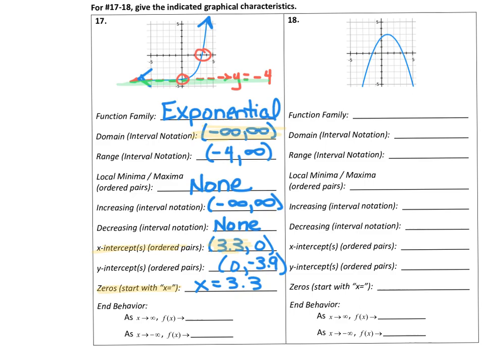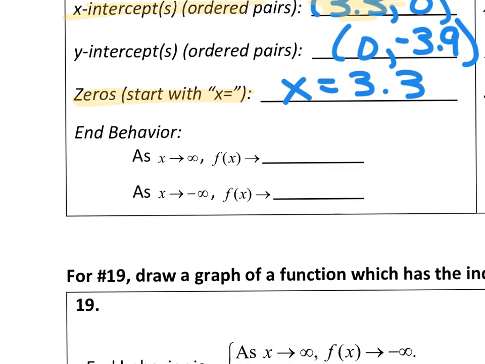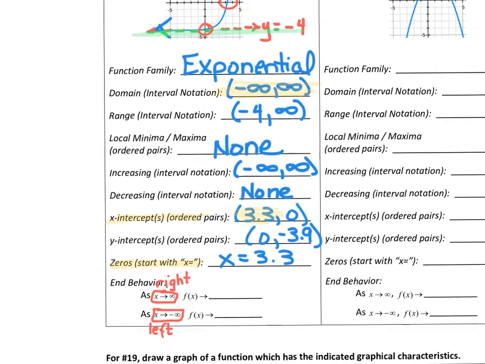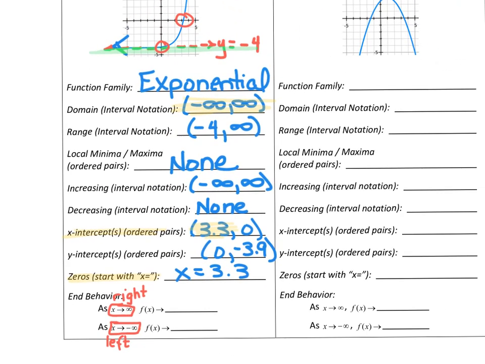For end behavior, remember that the way it reads, this part asks you what's happening on the right, because x goes to +infinity on the right. And this part asks you what's happening on the left, because x goes to -infinity on the left. So in the graph, on the right, the graph is going up forever. And so your end behavior on the right is +infinity.